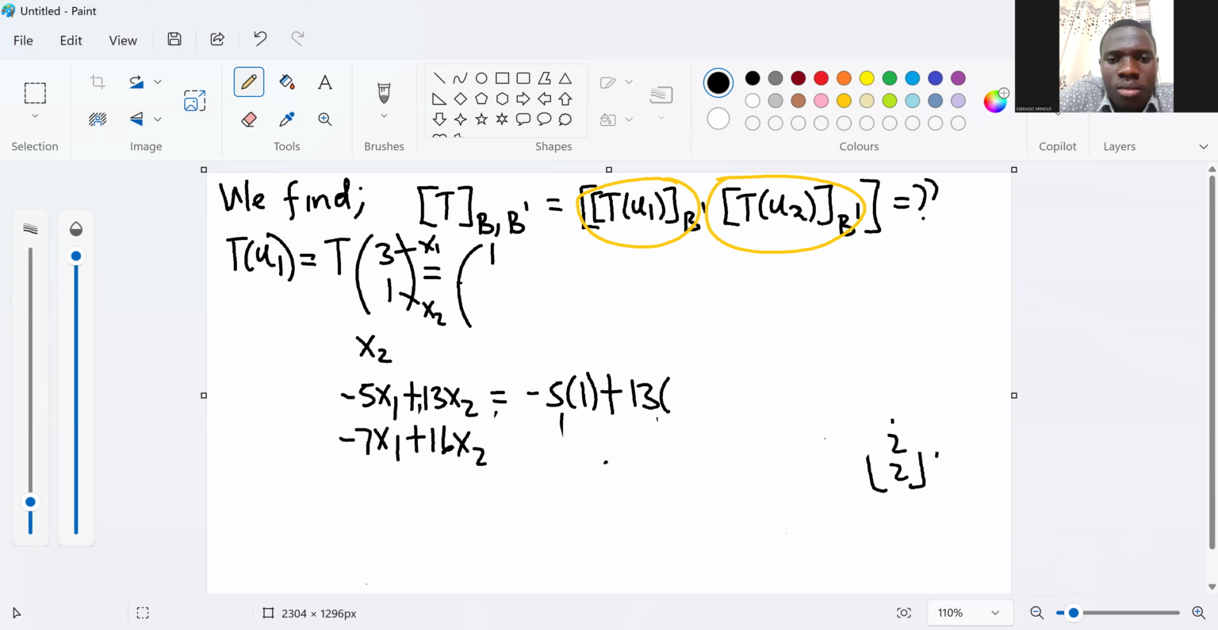In this case, x1 is a 3, sorry. Then x2 is a 1. So this is -15 plus 13, that is -2. Then also this one, -7x1. What is x1? x1 is 3, plus 16 times x2. x2 is 1. So this is -21 plus 16. That is -5. Like that.